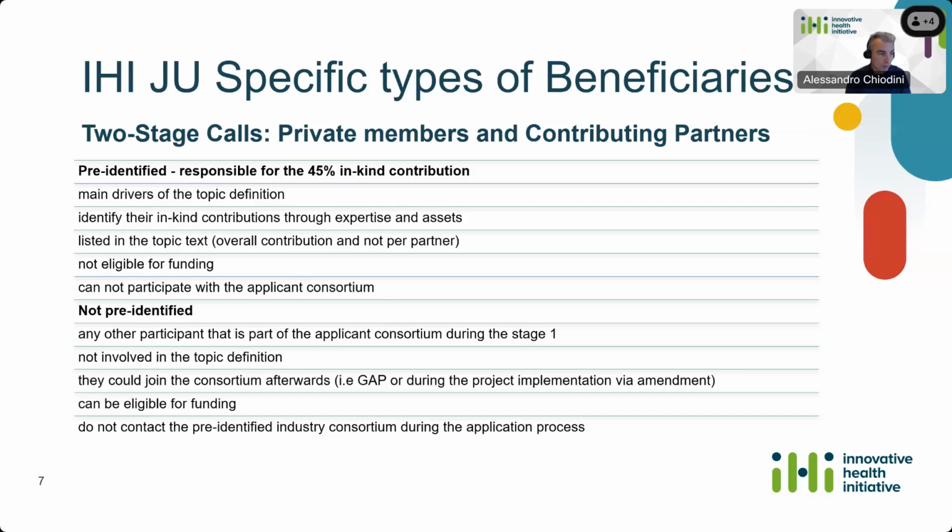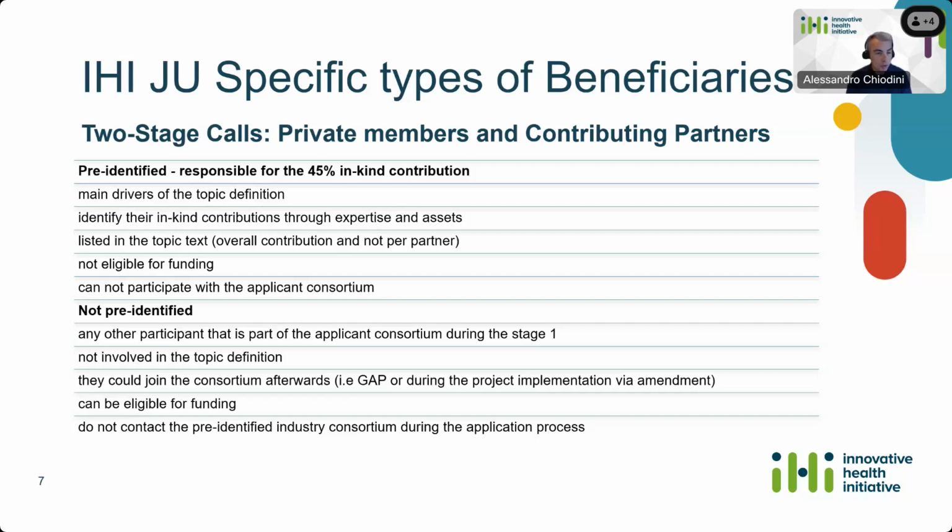They are not eligible for funding because, as you said, they provide the in-kinds, and they cannot participate with the applicant consortium at this stage. Then the not-identified ones, those who are preparing a bid, a proposal submission at this stage one. So any other participant that can apply at stage one is not pre-identified.